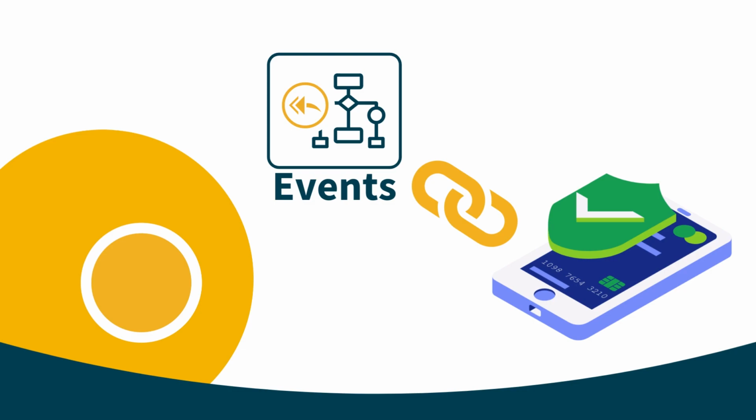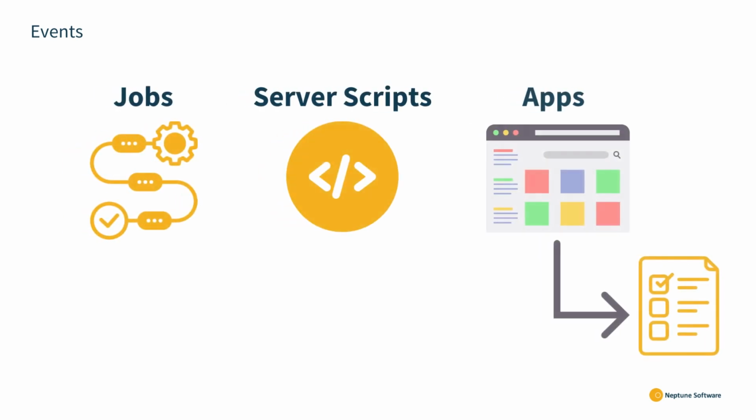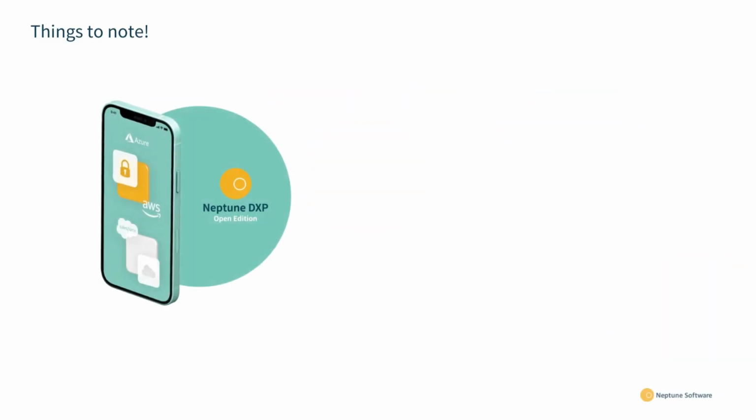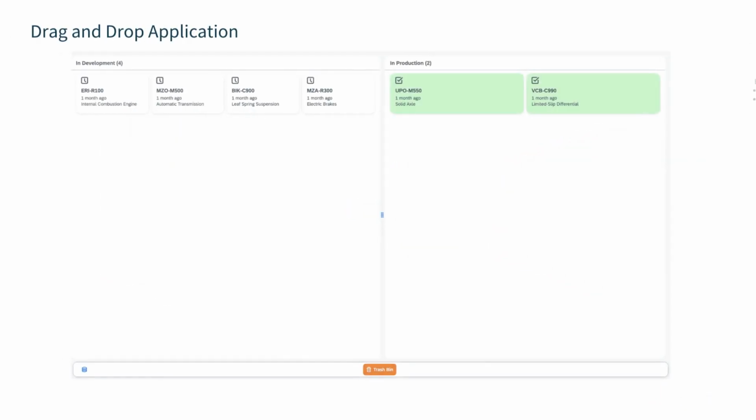But before we start, let's explain first what events are in Open Edition. With the Events tool, you can create triggers that initiate a range of actions, such as running jobs, server scripts, or specific actions within applications. This not only streamlines processes, but also automates actions, ensuring data consistency across all applications without the need for manual synchronization. It's important to know that utilizing the Events tool requires access to an Open Edition module and a connection to a Redis server. Let's now have a quick overview of the two applications.